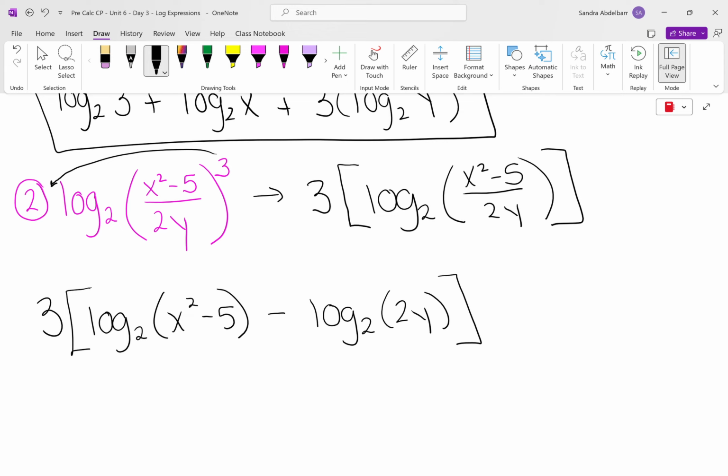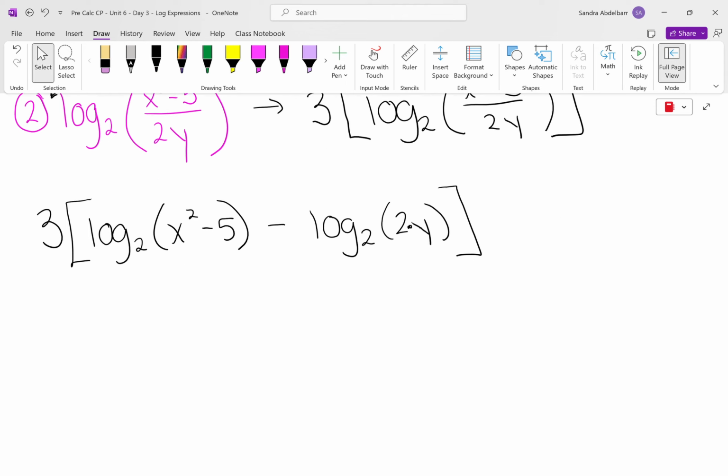How many people think we're done? Oh, I see a power. How many people think we're not done? Absolutely not done. We're not done, but it's not because of the x squared. Why not? Because that x squared is not on the whole argument, it's on just part of the argument. So I can't do anything with that x squared. That's done. Any ideas? No, the 3 could stay out there. That's fine.